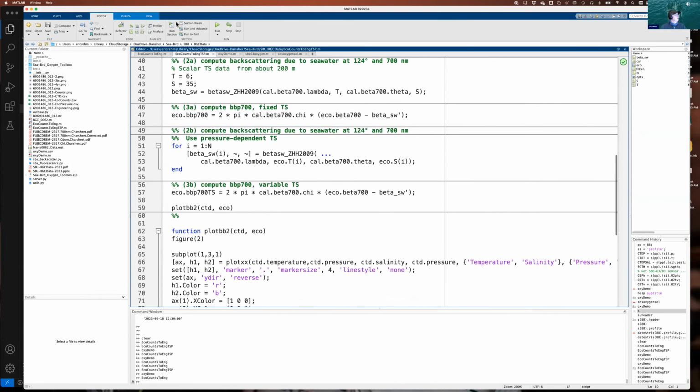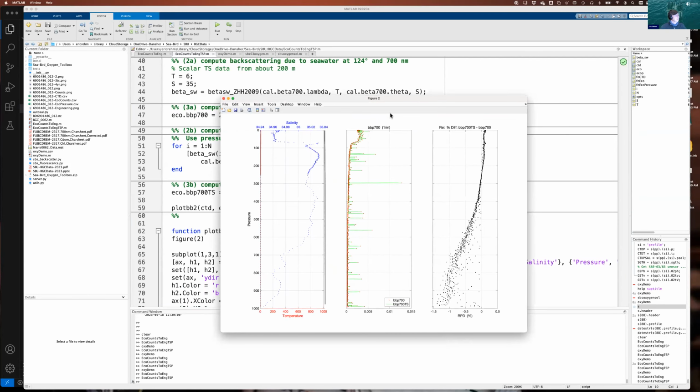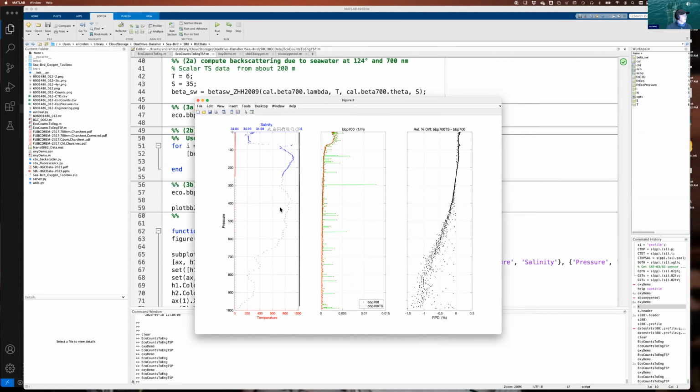What we're going to do here is just run it and make this bigger. We see on the left, again, temperature and salinity. For some reason, temperature has gone a little wonky on me this morning, but we can see the backscattering. In the case of the red, this is the backscattering using the constant temperature and salinity, and the green is the particulate backscattering value when we used a depth-dependent one. And then I just took the difference. That really is telling us what the error was in assuming a constant temperature and salinity.